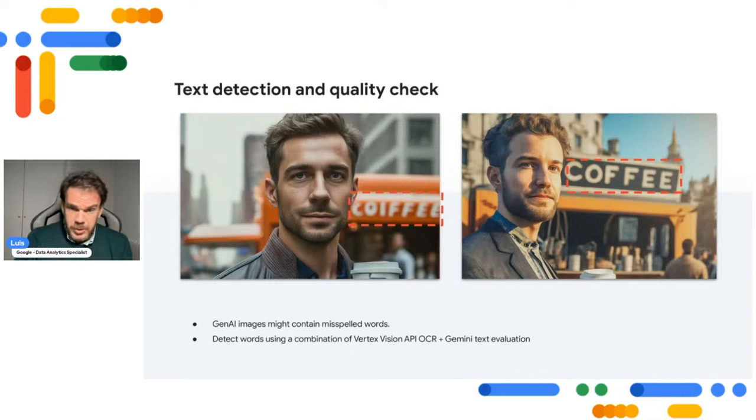Moving on, let's talk about quality assurance. The Vision API OCR now scans each image for extracting blocks of text. And then we call Gemini with a prompt like, hey Gemini, does this word we extracted from the image make sense in this context? Reply yes or no. We parse the output, and then we can discard some of those images.